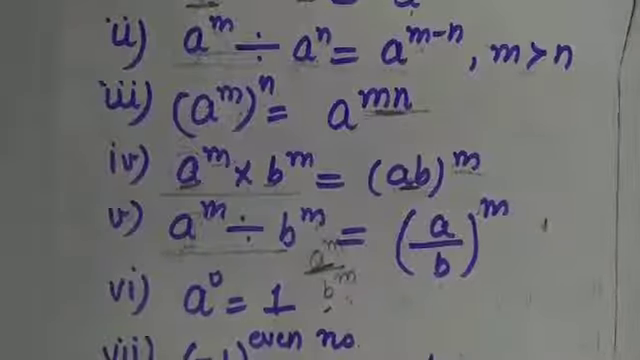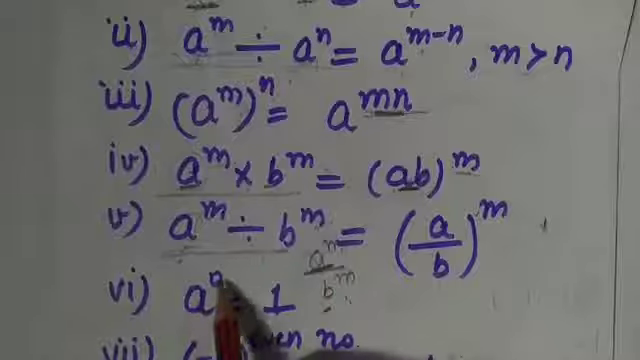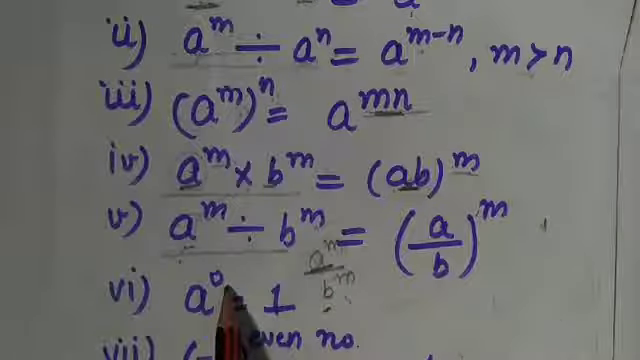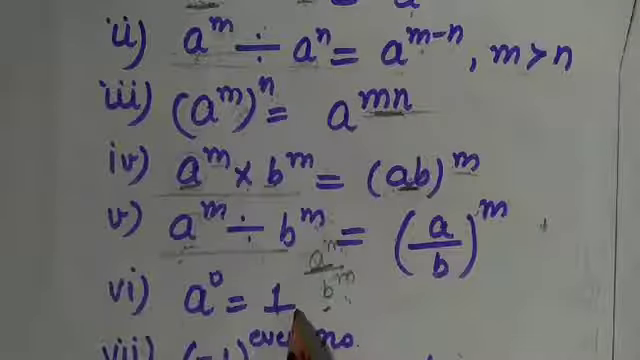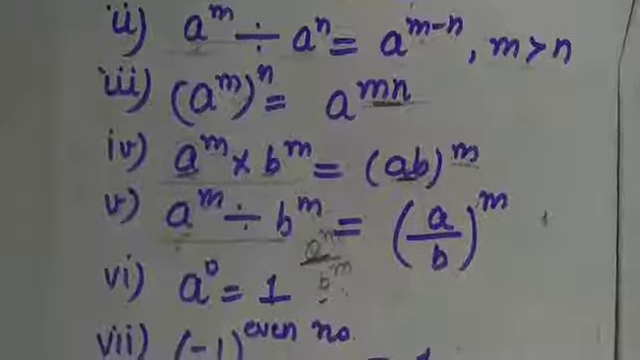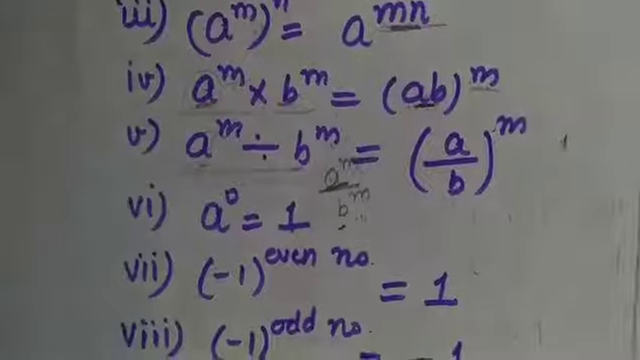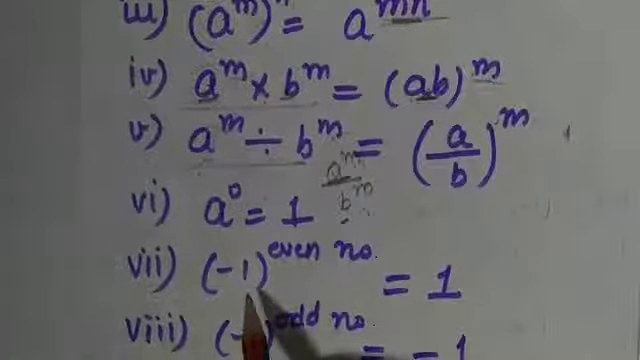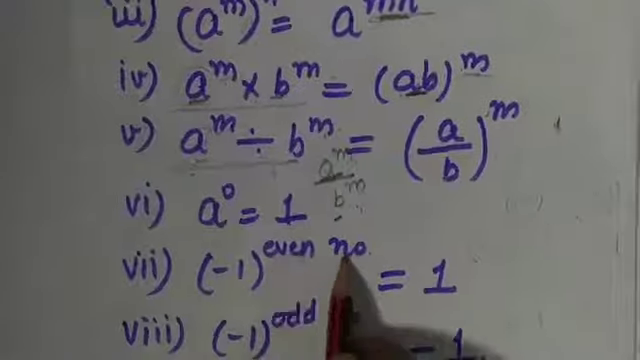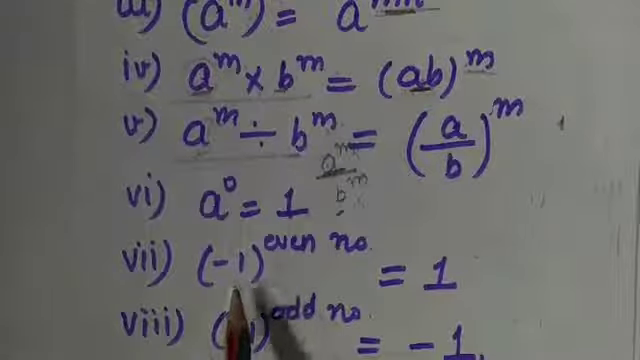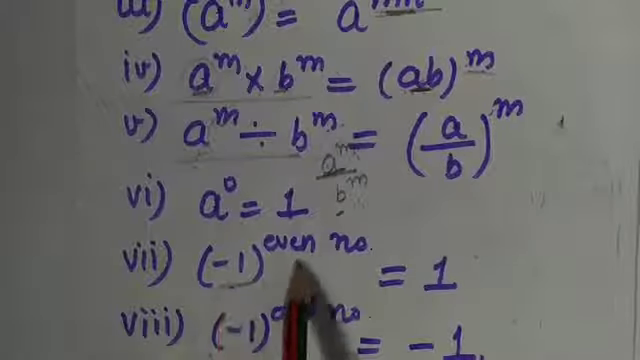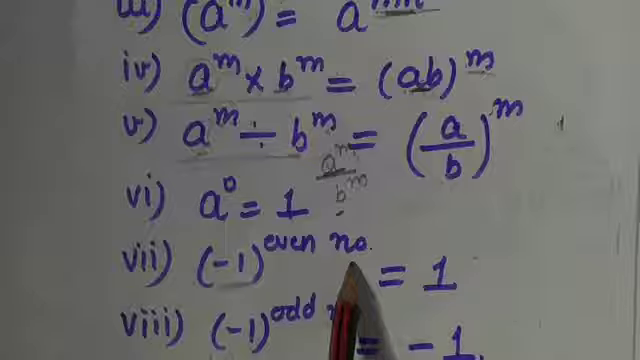Sixth law, that is the last one, a raised to the power 0 means any number raised to the power 0 is always 1. Okay, now I have added two important points that you must know. Seventh is minus 1 raised to the power even number is 1. Minus 1 raised to the power even number is always 1.